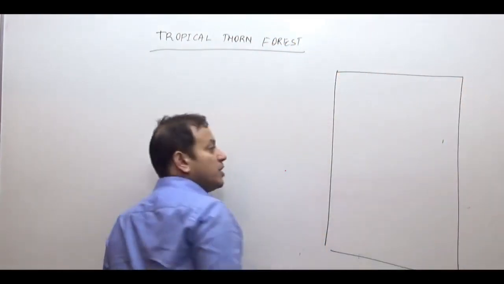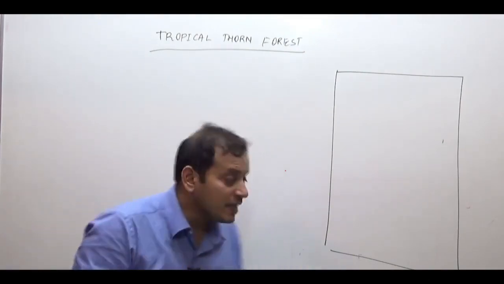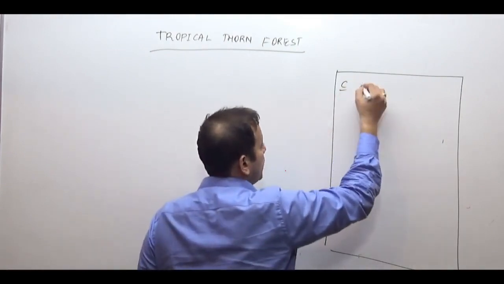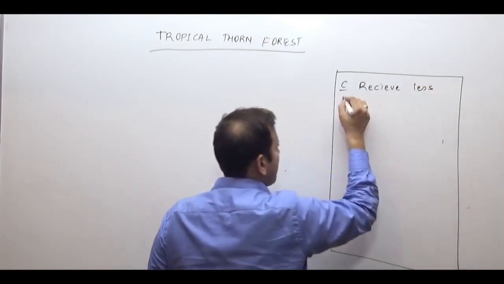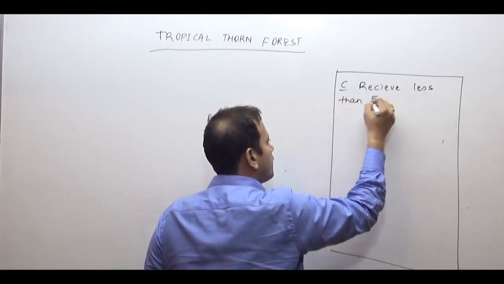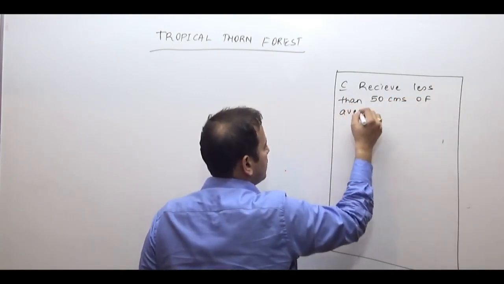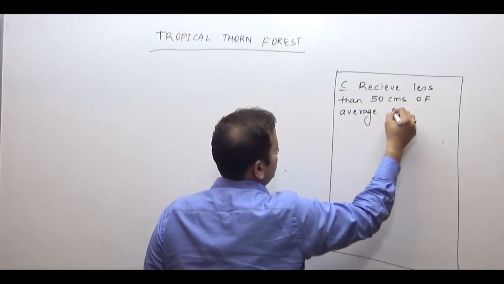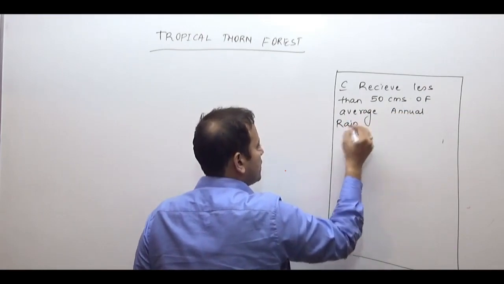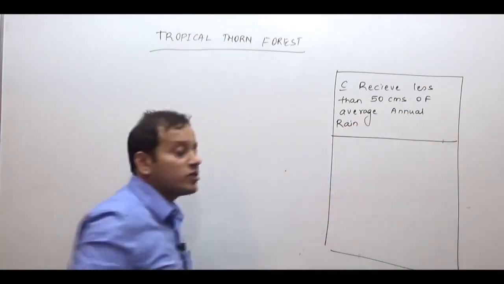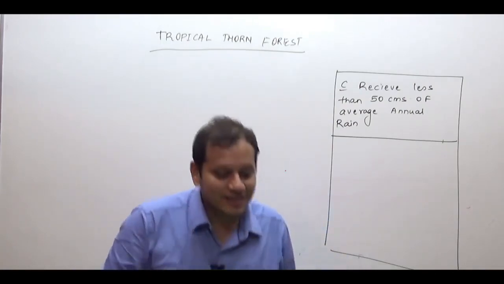Tropical thorn forest. Now, where is this tropical thorn forest found? These are found in the areas which receive less than 50 centimeters of average annual rainfall.